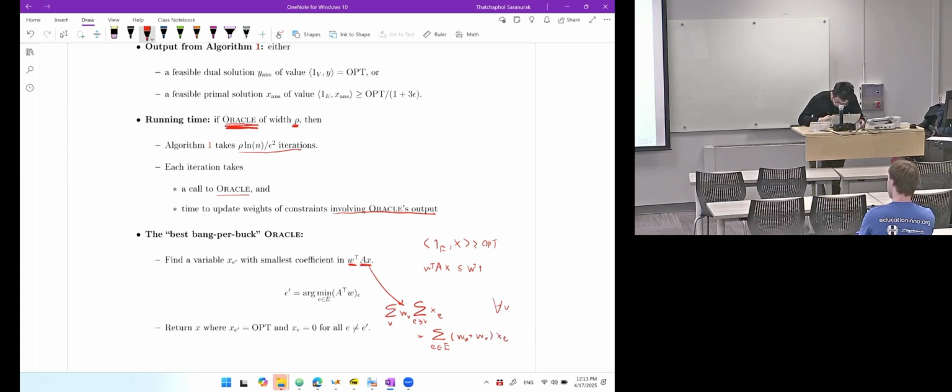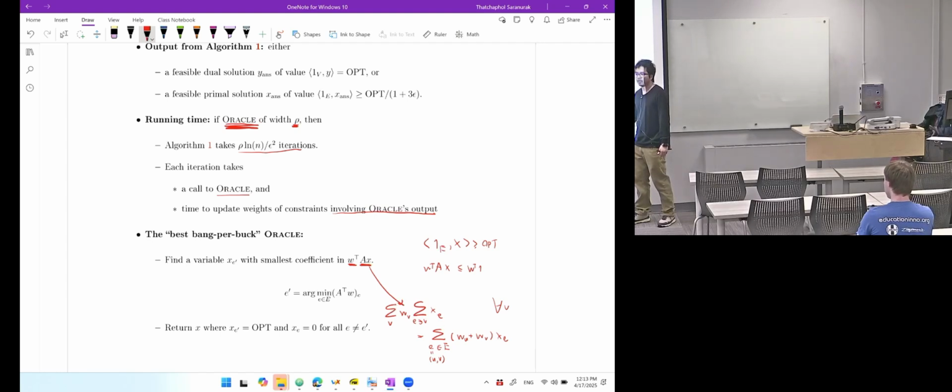The sum over XE when E is UV. So to compute the X with smallest coefficient in this expression, when your goal is to compute matching, it just simplifies to finding the edge E such that the sum of its endpoint weights is minimized. That's what we did last time. You remember?